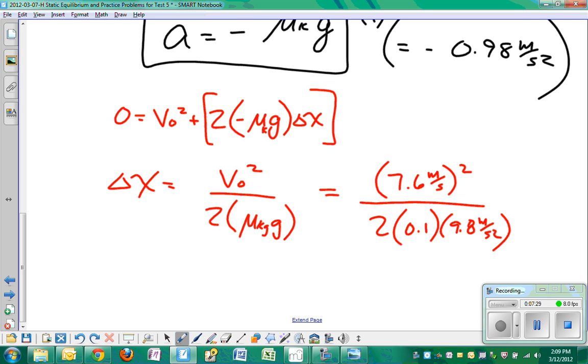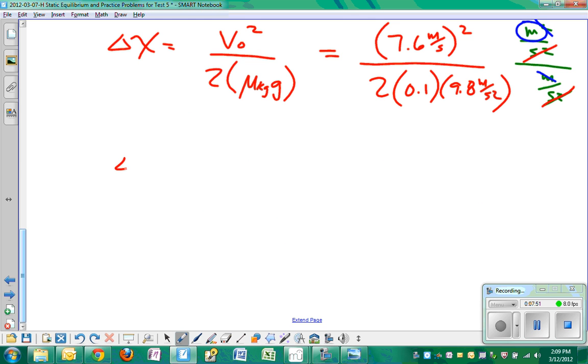Uh-oh, you know what's coming when I pick up the green pen. Dimensional analysis. All right, so we got meters squared over second squared divided by meters per second squared. And this cancels, this cancels, and one of those, and we end up with meters. Yay, because we wanted meters. We're going for delta x. All right, so we get delta x.